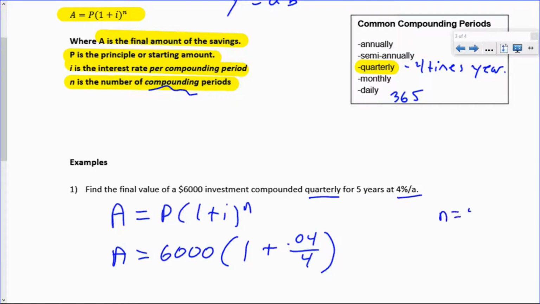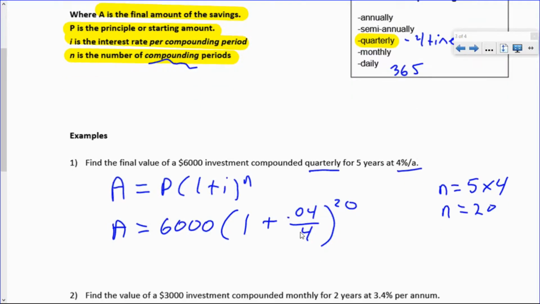However, our n value is 5 years times 4 times a year, which is 20. So 20 times your interest is calculated. Notice that you always take n and multiply it, and i and divide it. That's a good way of thinking about it. Now, this one does work out nicely in that 0.04 divided by 4 is 0.01, so it's the same as getting 1%. If you do that work, I'm just going to plug that into my calculator now, you should get $7,321.14.